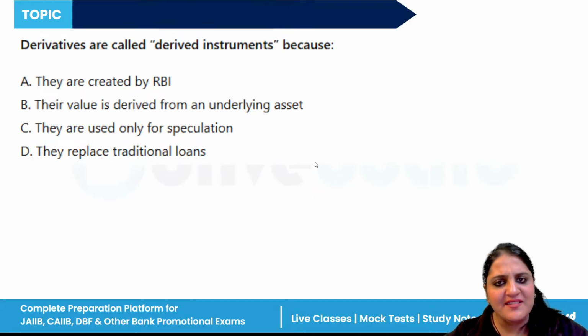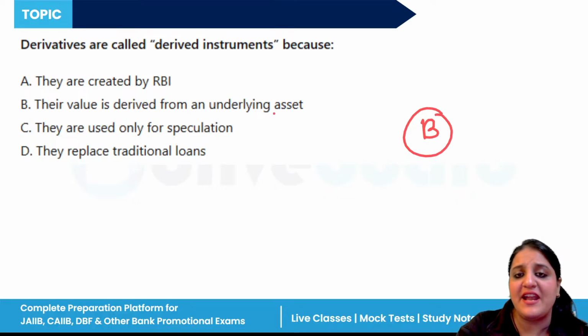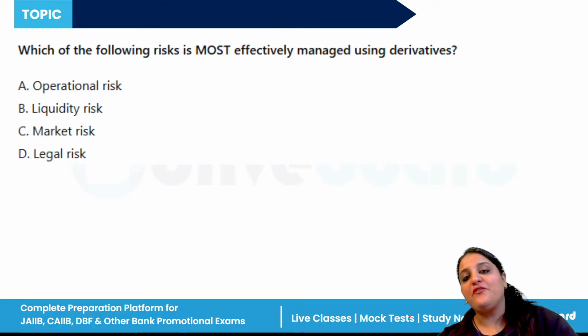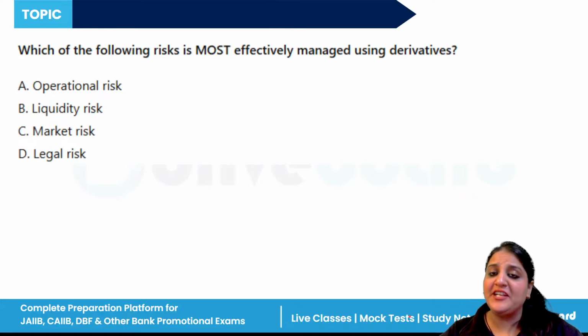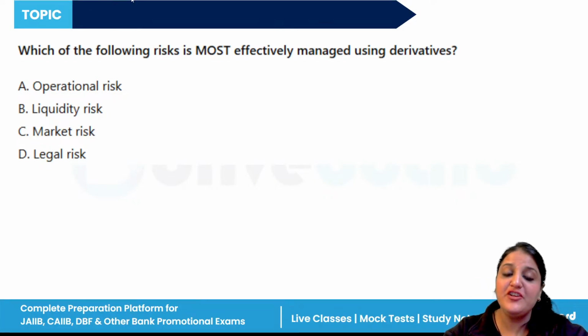So which option is correct here? Option B is correct. Their value is derived from an underlying asset. Which of the following is most effectively managed by using the derivative? Which of the following risk is that?